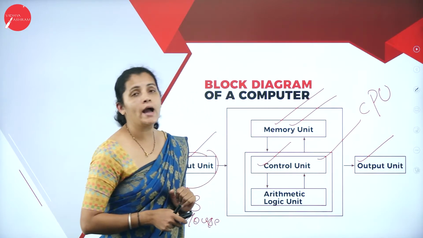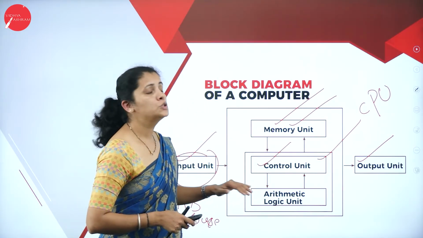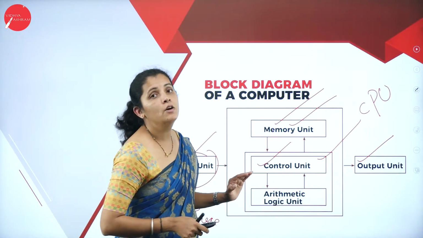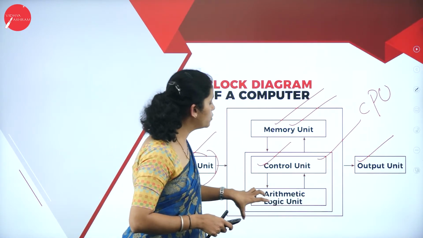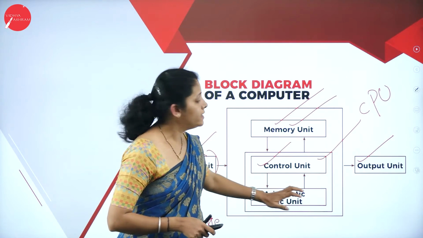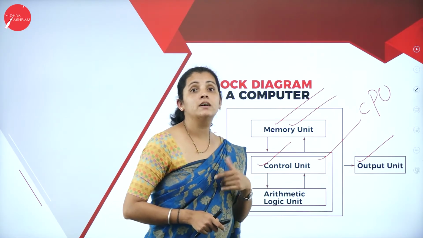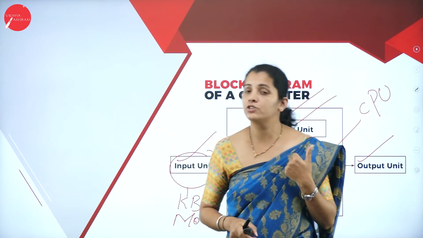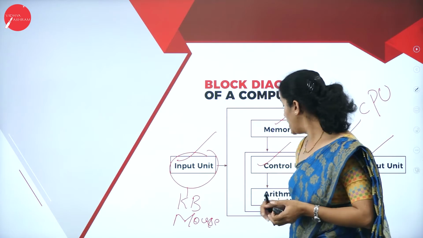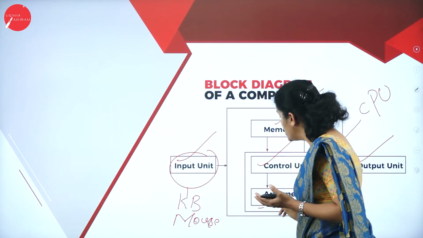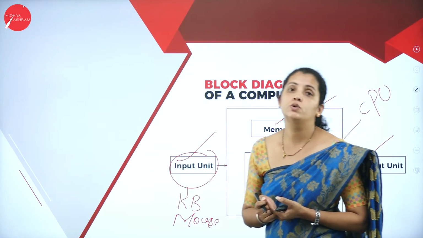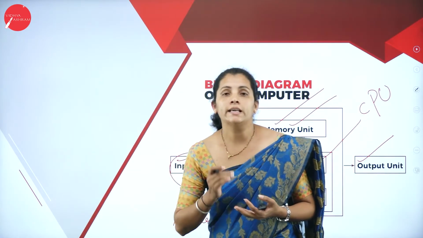And we are going to have the arithmetic unit. So all the operations like arithmetic and logical operations are carried out by the arithmetic and logic unit. Here the arithmetic operations may be addition, subtraction, multiplication and division, whereas the logical operations may be greater than or equal to, smaller than or equal to, equal to, etc.